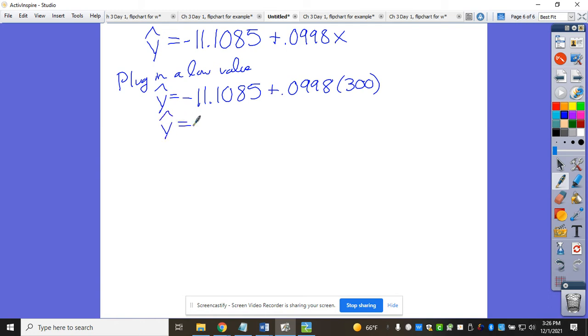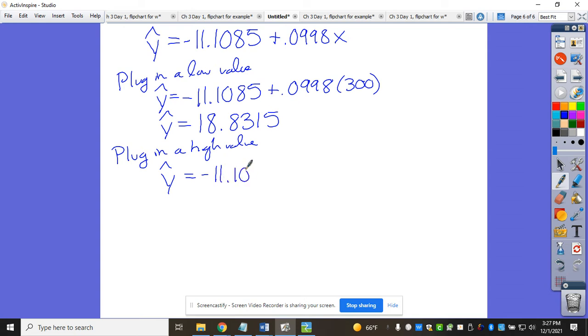So plug that in. 18.8315 is what? 18.8315. And then I'm going to plug in a high value. You said we're going to use 600. If I said predict what you think a team with 300 yards per game, about how many points they would have, this is your prediction.